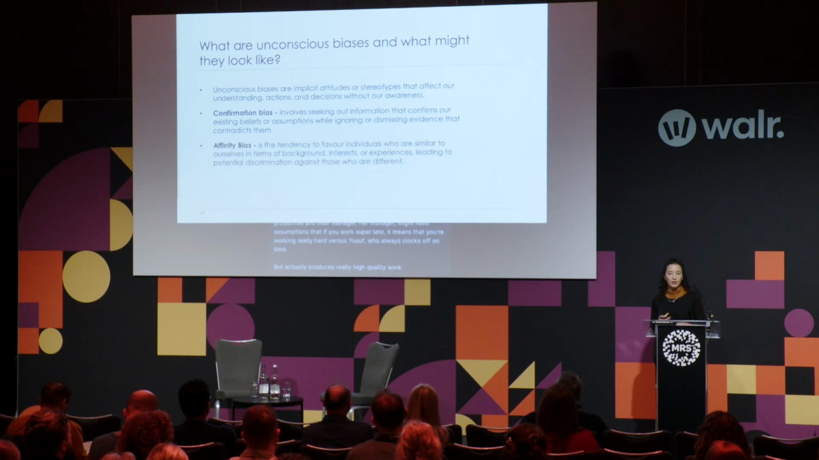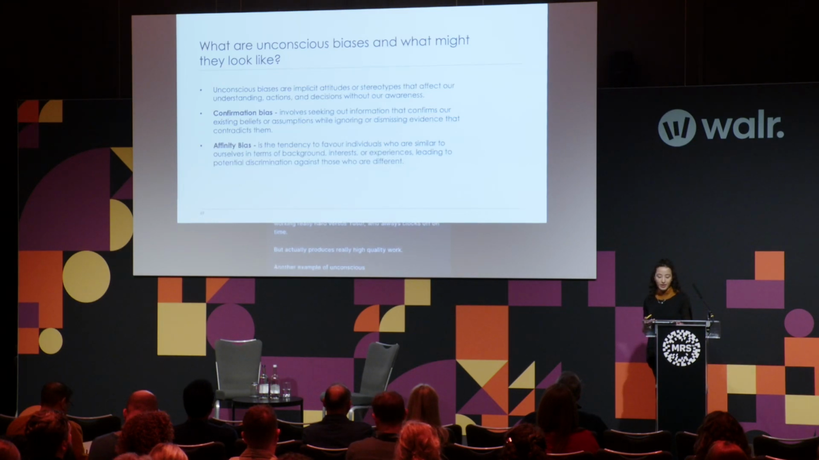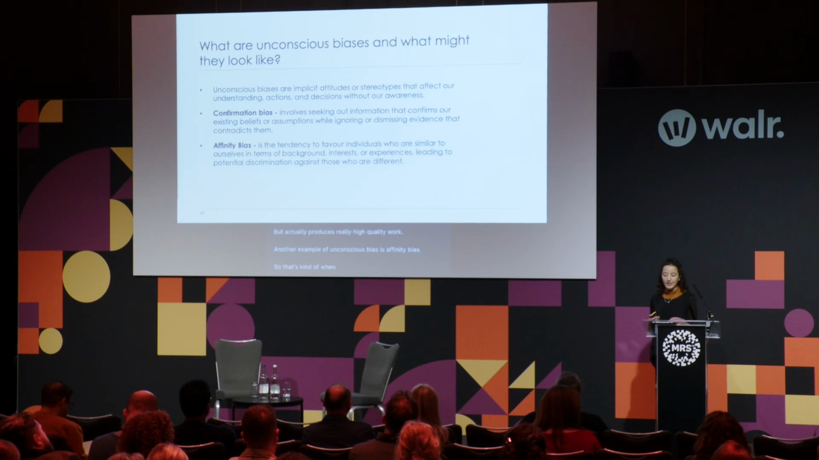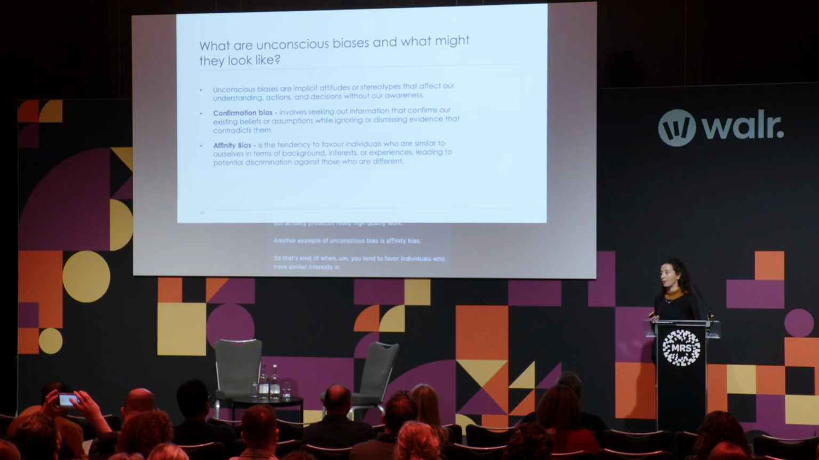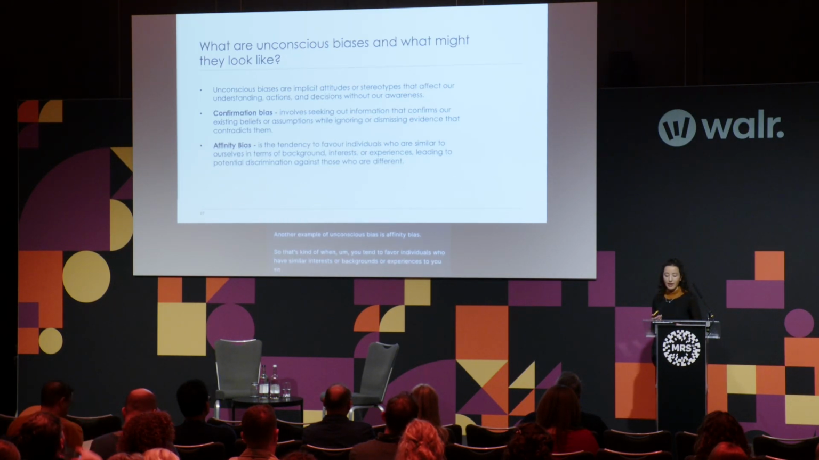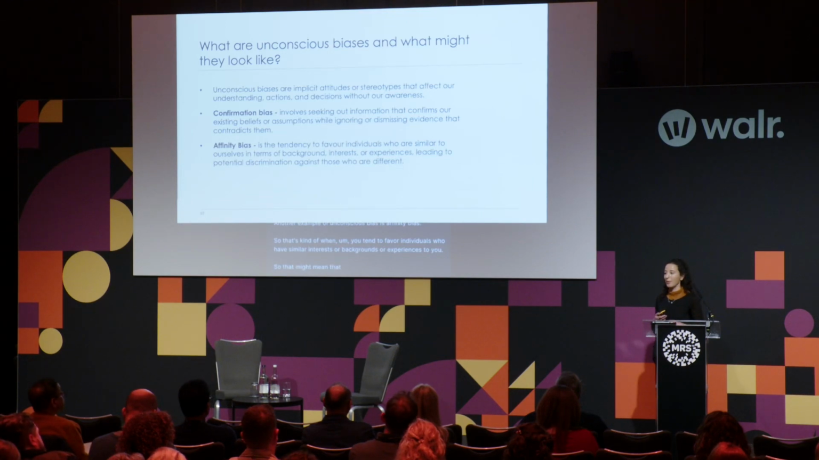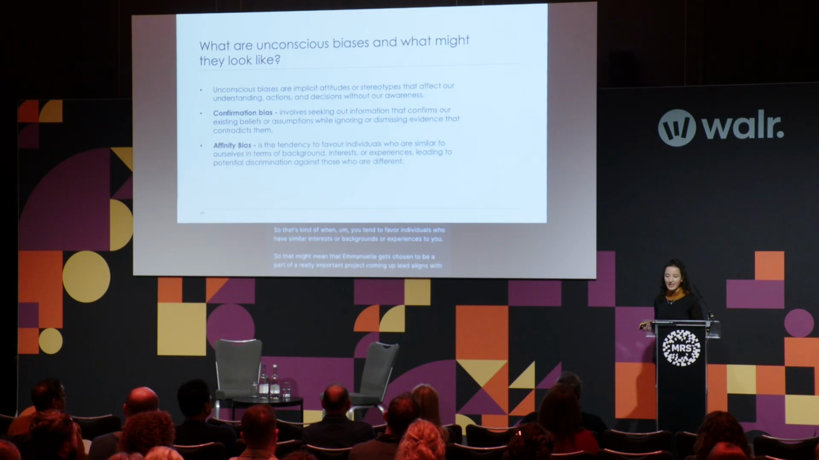Another example of unconscious bias is affinity bias. That's kind of when you tend to favour individuals who have similar interests or backgrounds or experiences to you. So that might mean that Emmanuel gets chosen to be a part of a really important project coming up because the project lead aligns with him on their shared university experience.